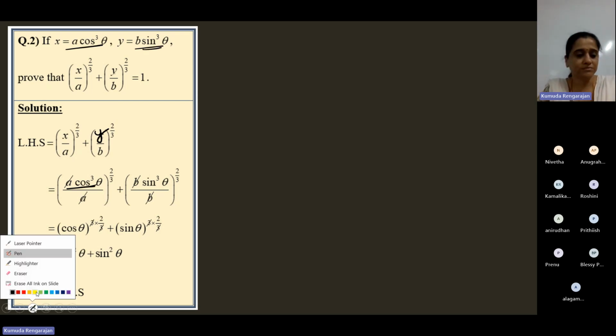Is it visible, children? Okay, so we have cos square theta because cos theta the whole square, sine theta the whole square. So cos theta the whole square is cos square theta. Sine theta the whole square is nothing but sine square theta. And cos square theta plus sine square theta is 1. So we just have to substitute x given in the question and substitute y given in the question, cancel and simple.